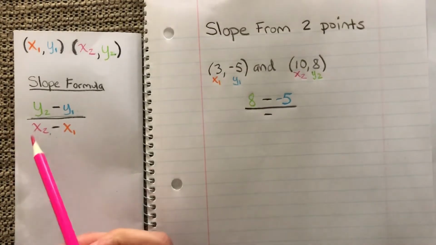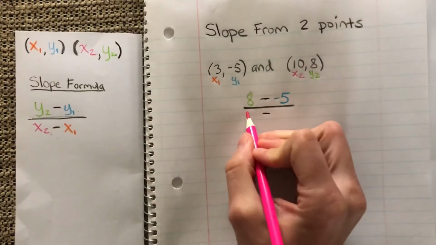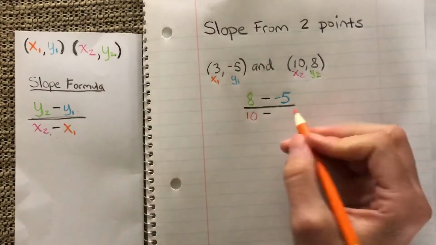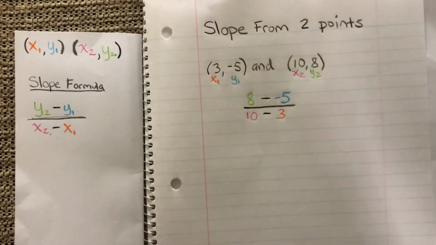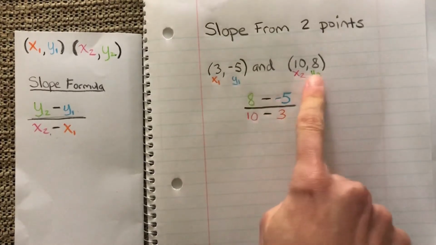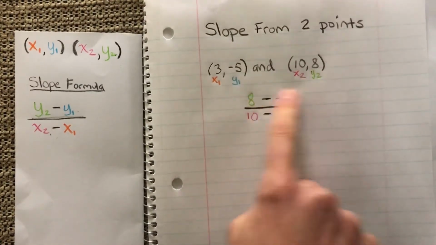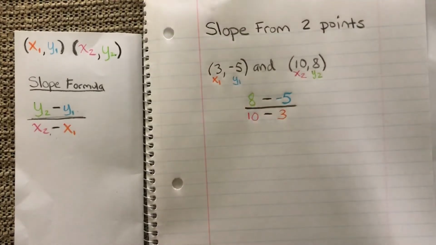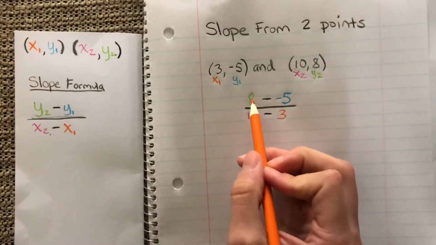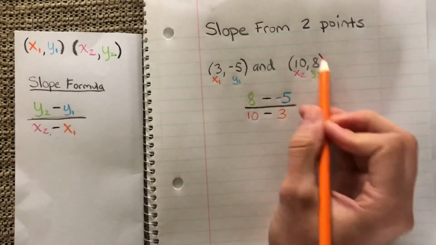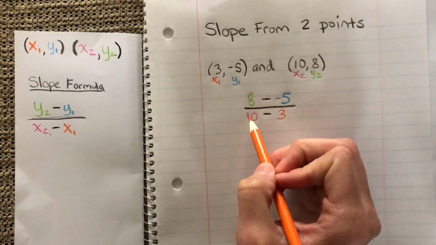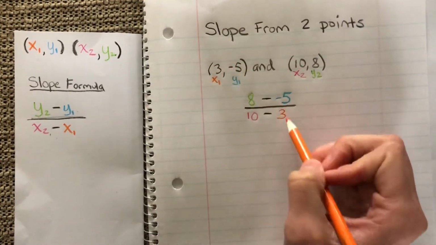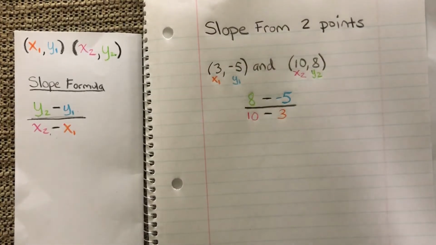Now I need to look for my x2 value, which is 10, and my x1 value, which is 3. And so you're going to notice two things. Your y values, your blue and your green, are on the top, and your x values, your orange and your pink, are on the bottom. Something else to note is that your green and pink, which are part of the second point, are lined up with each other, and your blue and your orange, which are part of your first point, are lined up with each other. And then it's a matter of simplifying.